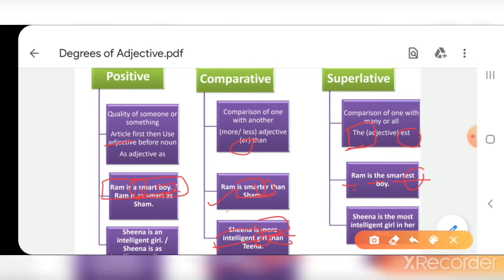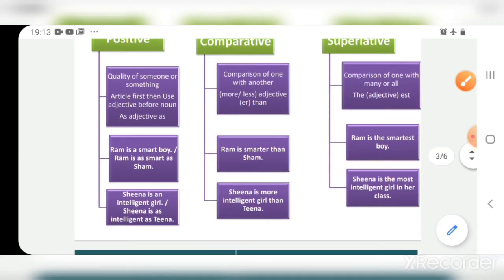As I have to use here est, I would use it after smart. And if it is most, it should be used before the adjective. Sheena is the most intelligent girl in her class.